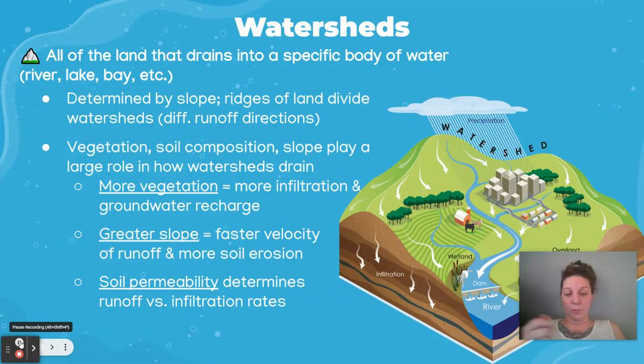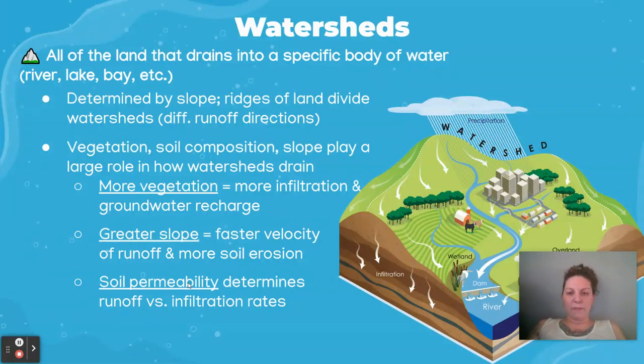This can lead to more soil erosion, so more things will be picked up as the water makes its way from the top of the slope to the bottom. And then the third one's going to be soil permeability. So this is just how much water can actually be absorbed into the soil.